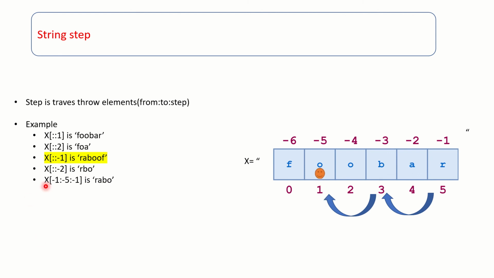Here the last example is minus 1 to minus 5. Minus 1 is the start and minus 5 is here. Here again I have given 1, so R A B O it will print. That's it in indexing, slicing and step.